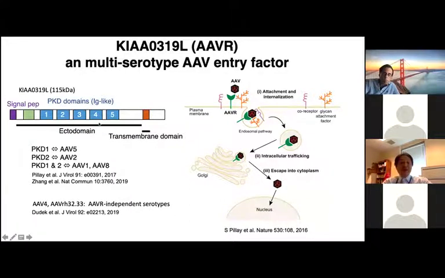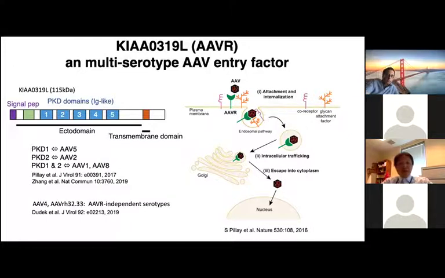But interestingly, this is a universal receptor for AAV vectors, but how this protein interacts with different serotypes is different. For example, AAV5 uses this PKD1 domain for attachment, and AAV2 uses PKD2, and AAV1 and AAV8 use a combination of PKD1 and 2. And interestingly, Luc Vandenberghe's group found that AAV4 and this particular AAV, rh32.33, even though this receptor is said to be a universal receptor, some serotypes do not need it.